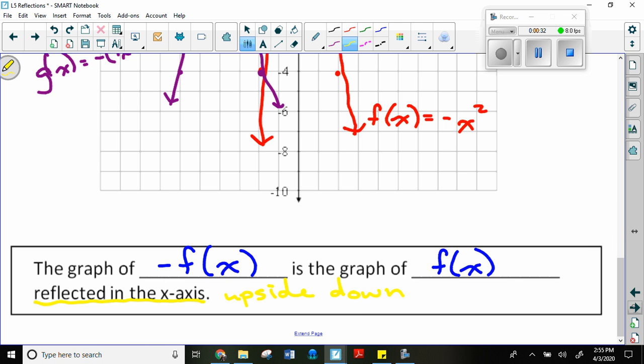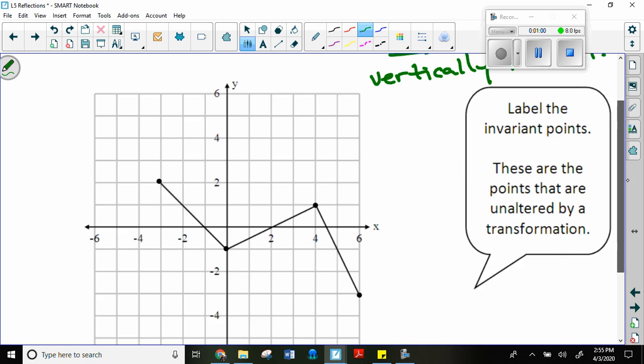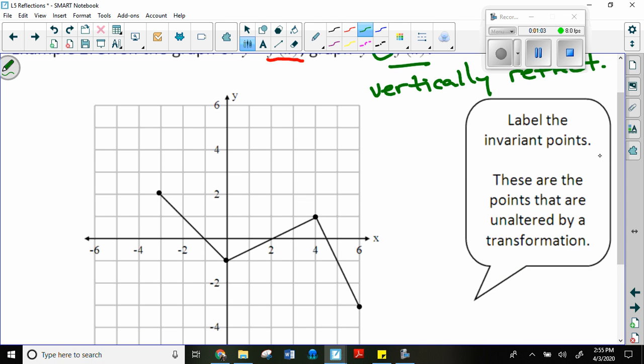Okay, so here we've got a question where you've been given this graph of f of x, our little step-down weird line thing. We have to graph the negative of the original function, so we have to vertically reflect it. A nice thing to do is use invariant points. Invariant points are points that are unaltered by a transformation.